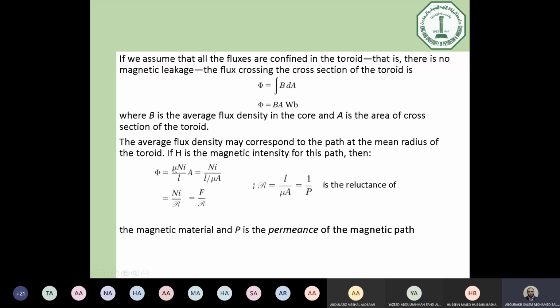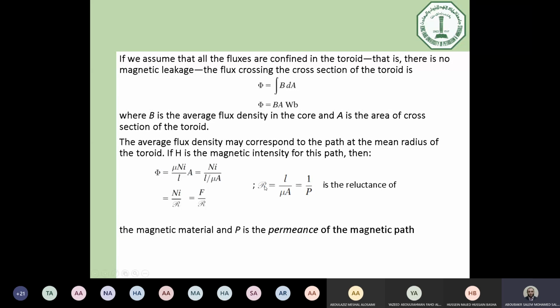If you move mu and A to the denominator, the relation will be Ni divided by L divided by mu A. L divided by mu A represents the resistance of the magnetic core itself, which is called the reluctance. So the reluctance represents the limitation of flux in the magnetic material. Okay, and the relation is L divided by mu A.